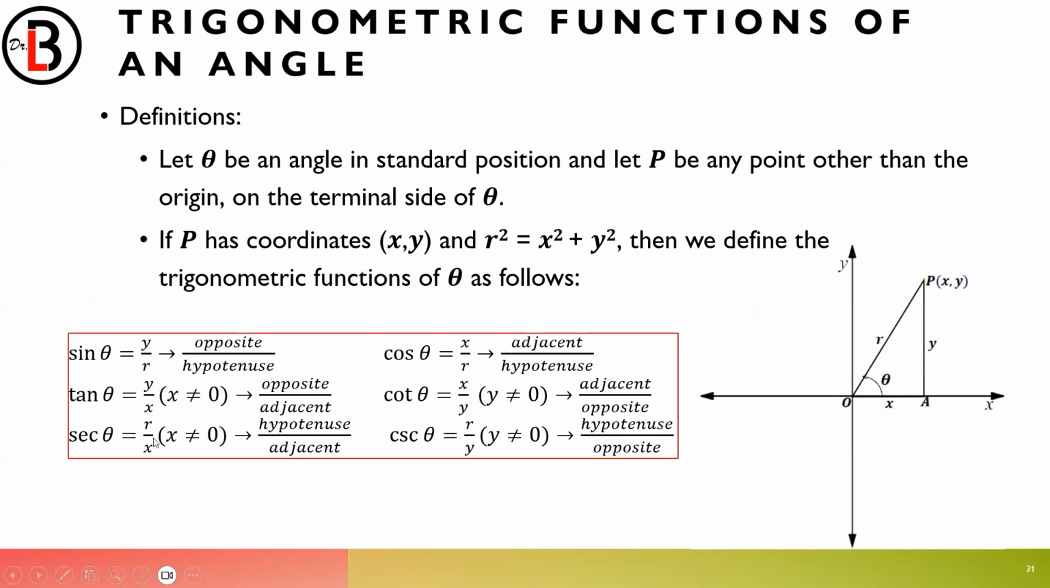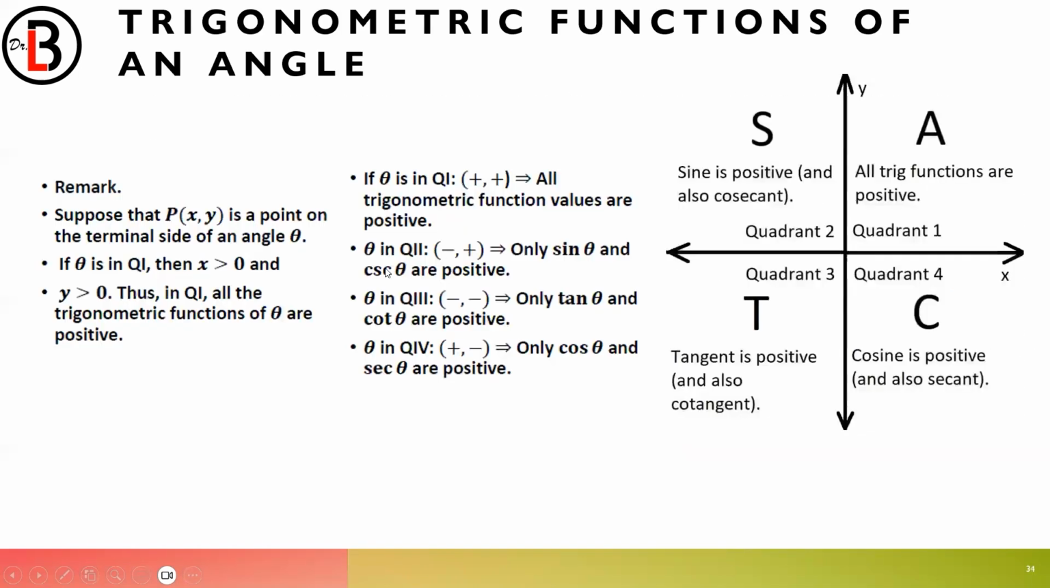X, y, and r, right? So in the first quadrant, since both x and y are positive, everything's positive. In the second quadrant, since x is negative, everything that involves x, so tangent, secant, cosine, and cotangent, are negative. Only those that don't contain x, which are y over r and r over y, are positive. There. So please take note of these.